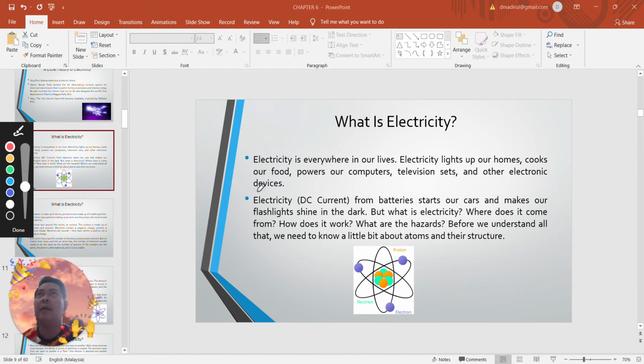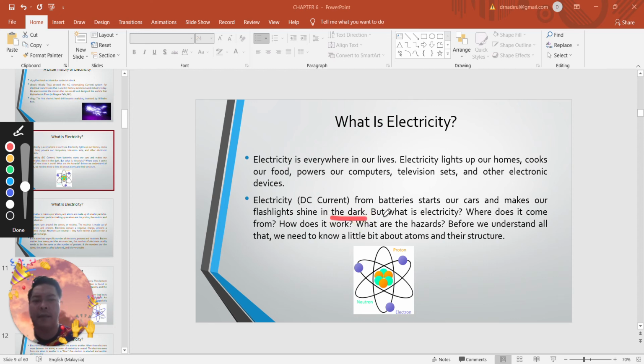Electricity is actually everywhere in our daily life. If you look around us, we will notice the presence of electricity everywhere in our normal daily encounters. Okay, as you know, electricity lights up our homes, cooks our food using the cooker, and powers our computer, our laptop, our devices. It also powers our television set and other electronic devices. Electricity or direct current from batteries starts our car and makes our flashlight shine in the dark.